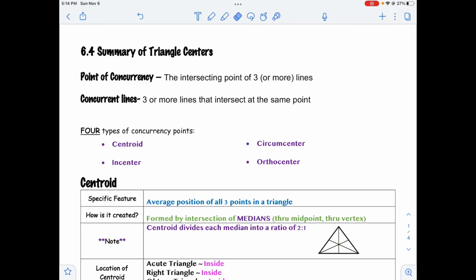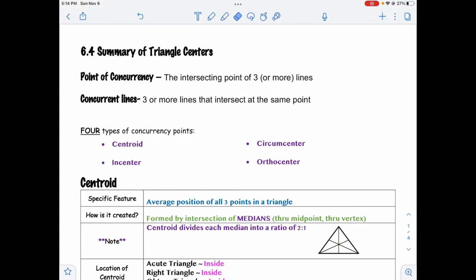This lesson is going to talk about the summary of triangle centers. There's a couple of vocabulary words you need to know, which is point of concurrency. This is the intersecting point of three or more lines. So a point is created when three or more lines intersect. We can also talk about concurrent lines, which is where three or more lines intersect at the same point. So those are kind of the same thing, but talked about in a different way.